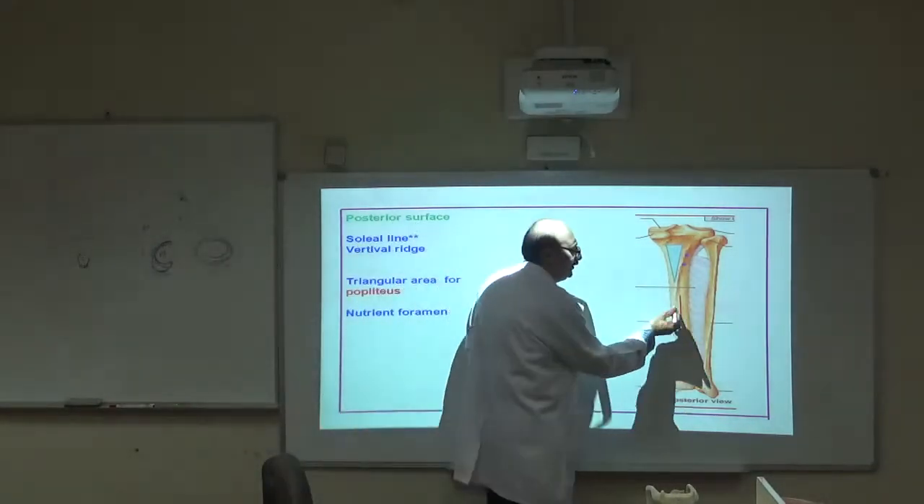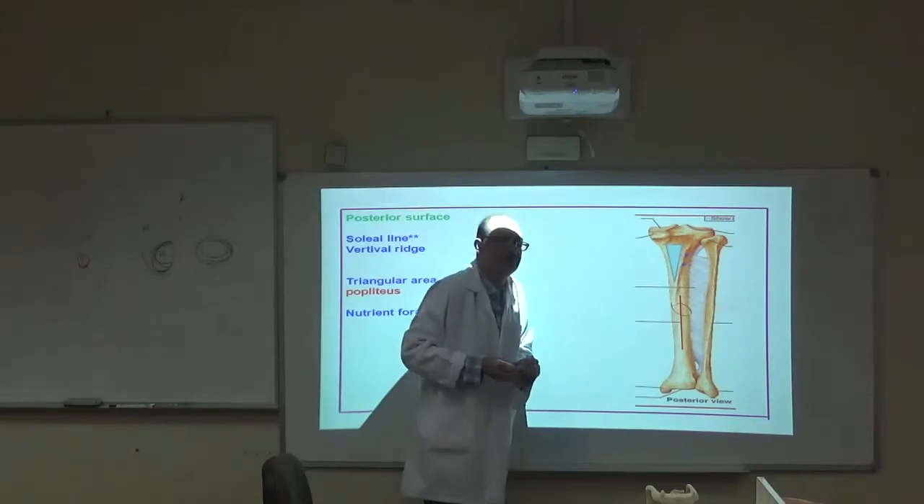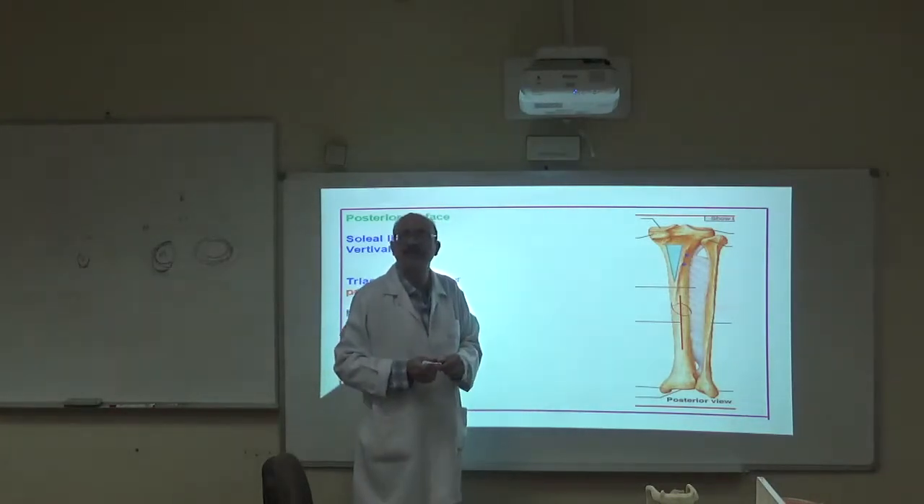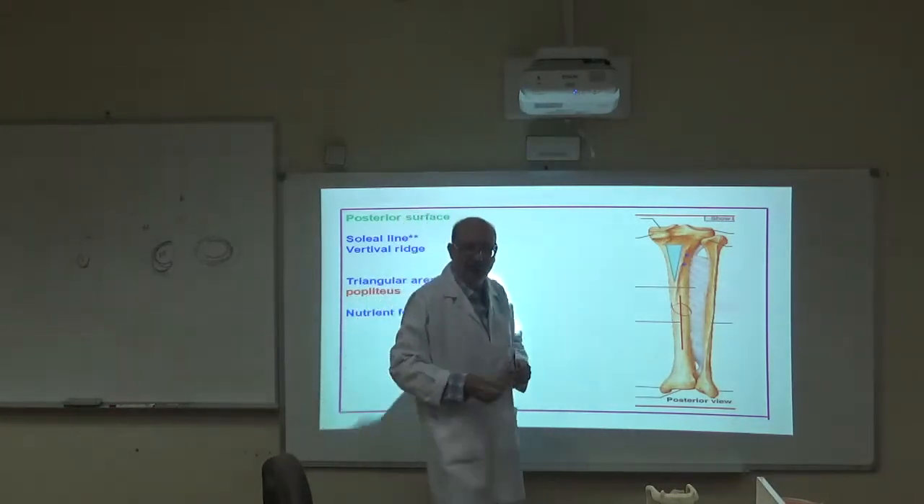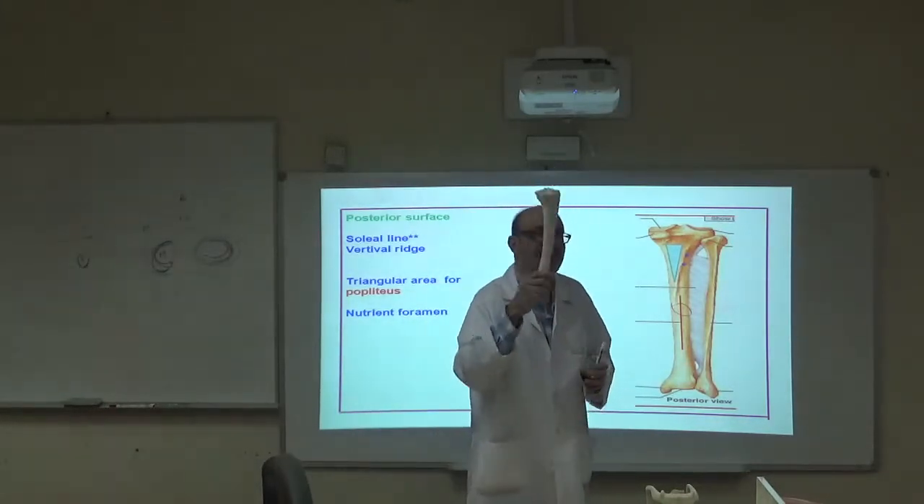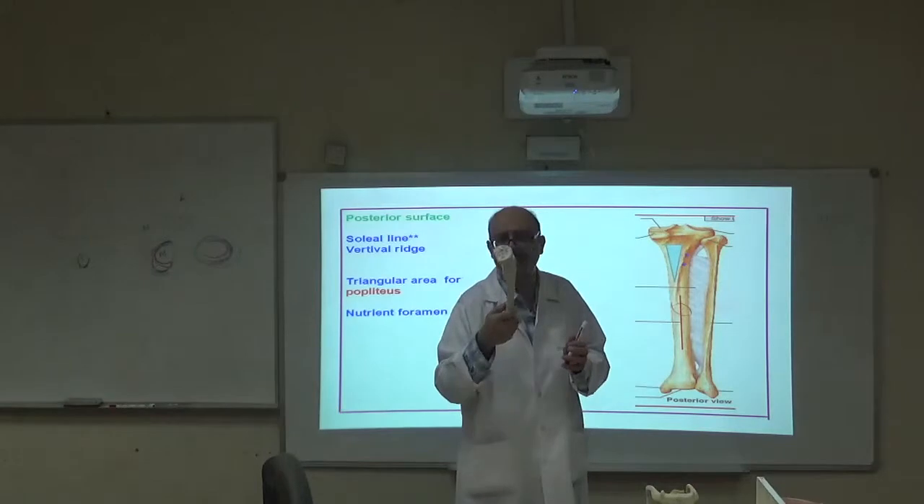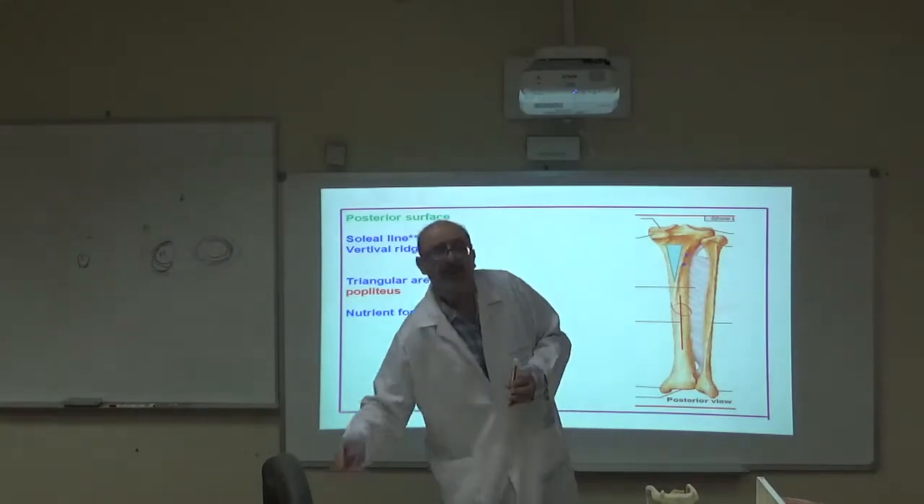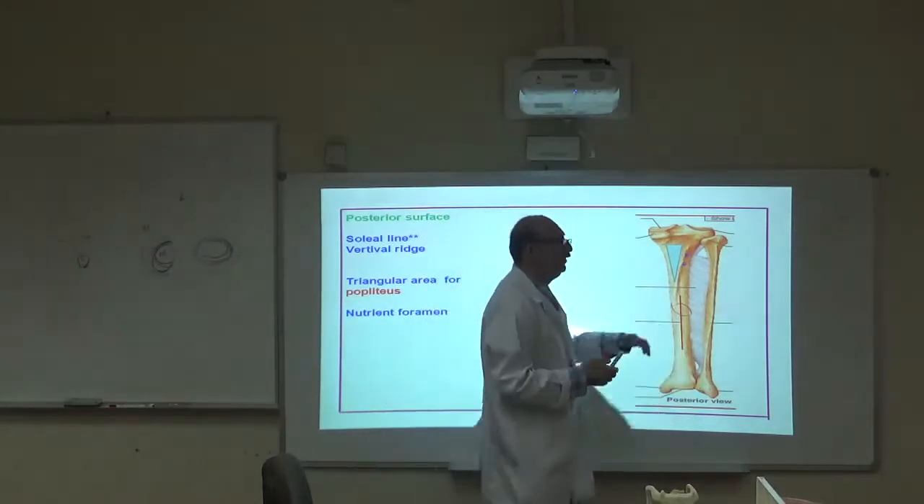Can you appreciate this opening? Small hole. Yes. This is the nutrient foramen. This may not be available on these bones. Why? Because these are plastic bones. In actual bones you will find the nutrient foramen.